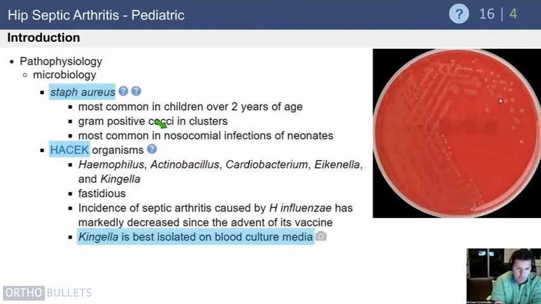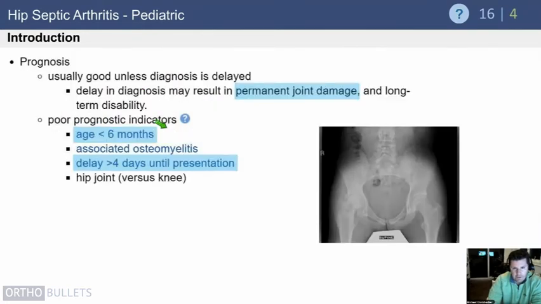And then there are these more uncommon bugs that do cause septic arthritis that you need to know: Haemophilus, Actinobacillus, Cardiobacterium, Eikenella, and Kingella, and I'd say Kingella is probably the most commonly tested. These are a bit fastidious and tough to find on standard testing, and that's why you need to grow them out in different ways. Kingella is isolated on blood culture media, and this is a memorization type option.